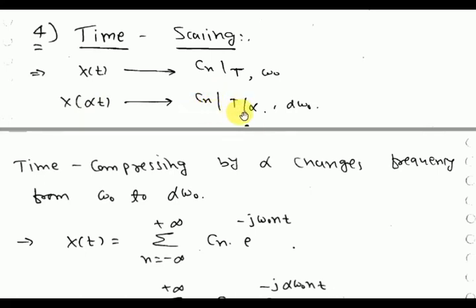Only difference will be time period will be reduced to T by alpha, and fundamental frequency will be increased to alpha omega naught. Means compression in time domain will give you expansion in frequency domain. Okay, time compressing by alpha changes frequency omega naught to alpha omega naught.